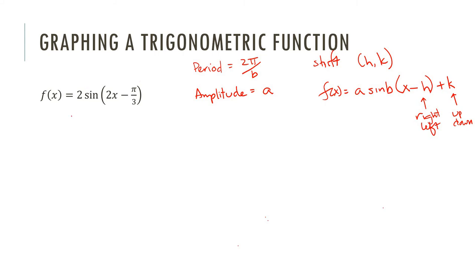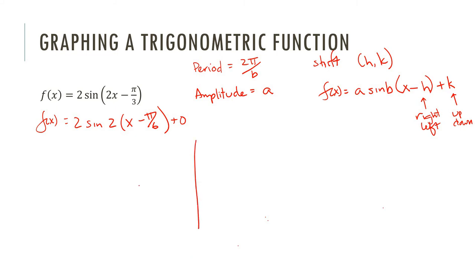So this is almost in that form. I need to factor out this 2. So I'm dividing both of these by 2, so that makes this pi over 6. There is no plus k here. I'm going to write a plus 0 just so that we remember that we need to look at that.